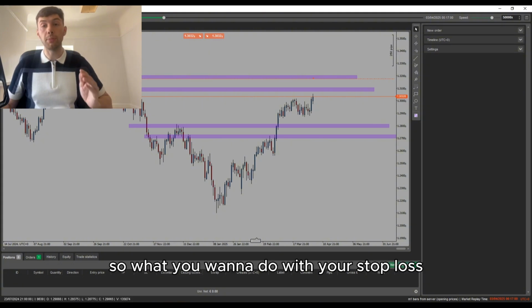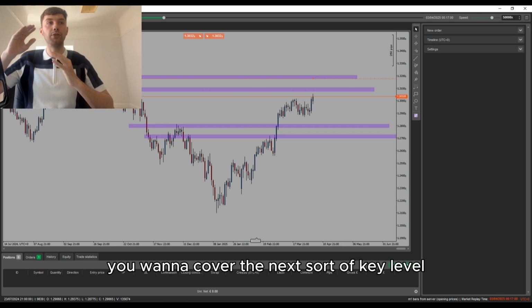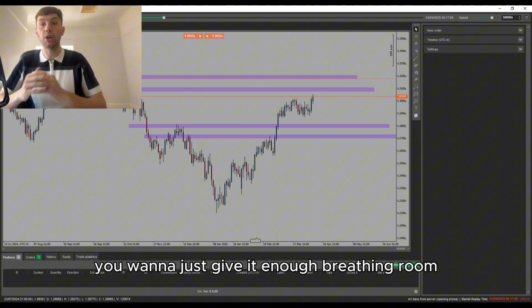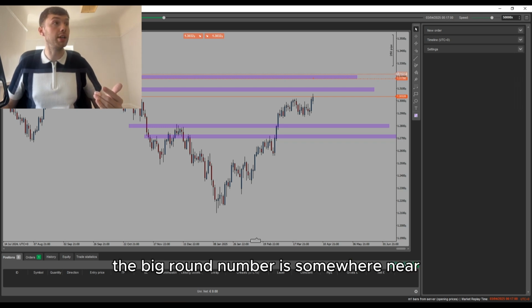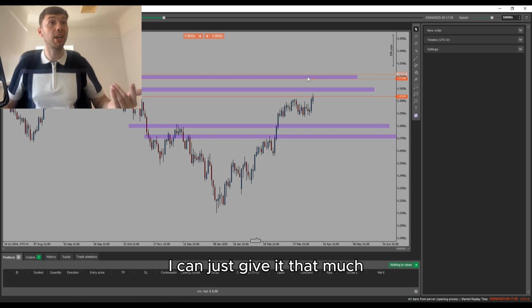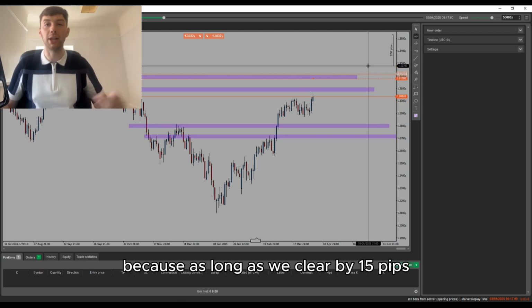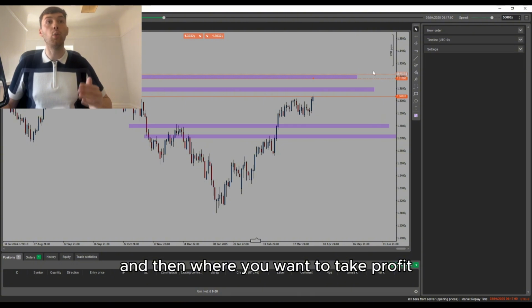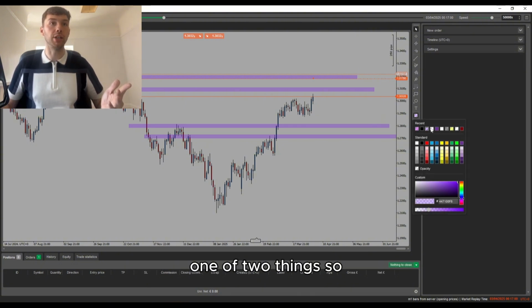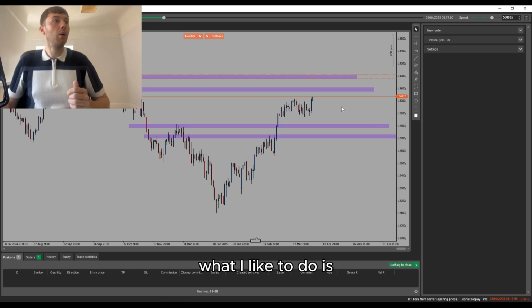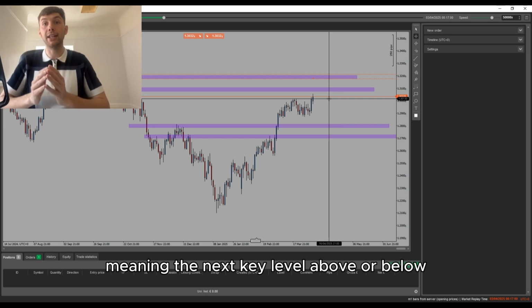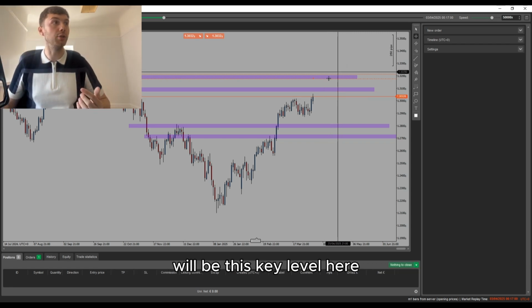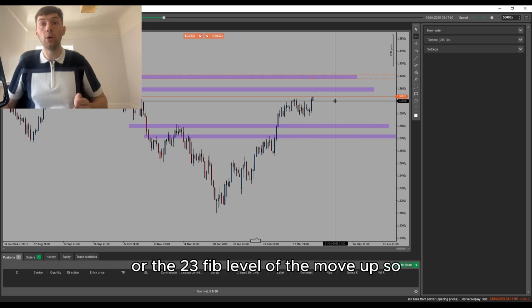What you want to do with your stop loss is cover the next key level, and if there isn't one in sight, you want to just give it enough breathing room. For me, because 1.32, the big round number, is somewhere near, I can just give it that much, because as long as we clear it by 15 pips, that should be enough. And then where you want to take profit, one of two things. I like to go for the first area of struggle, meaning the next key level above or below. In this case, it'll be this key level here, or the 23 fib level of the move up.